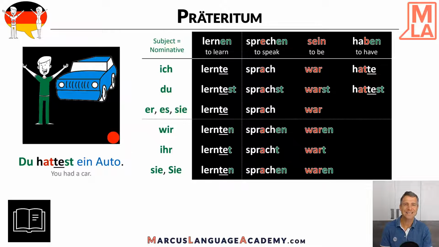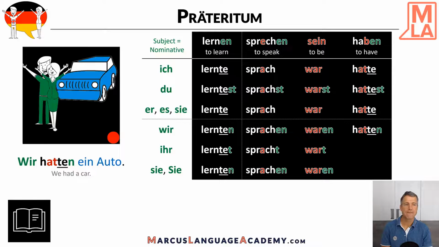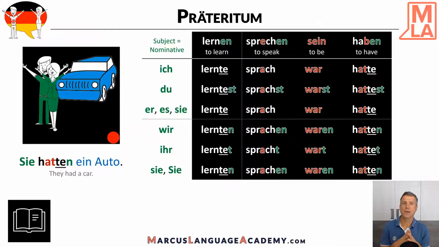Du hattest ein Auto. You had a car. Er hatte ein Auto. He had a car. Wir hatten ein Auto. We had a car. Ihr hattet, with the t at the end, ihr hattet ein Auto, and sie hatten ein Auto. So that's important because the verbs to be and to have are quite important, and we always use Präteritum for them when we speak.